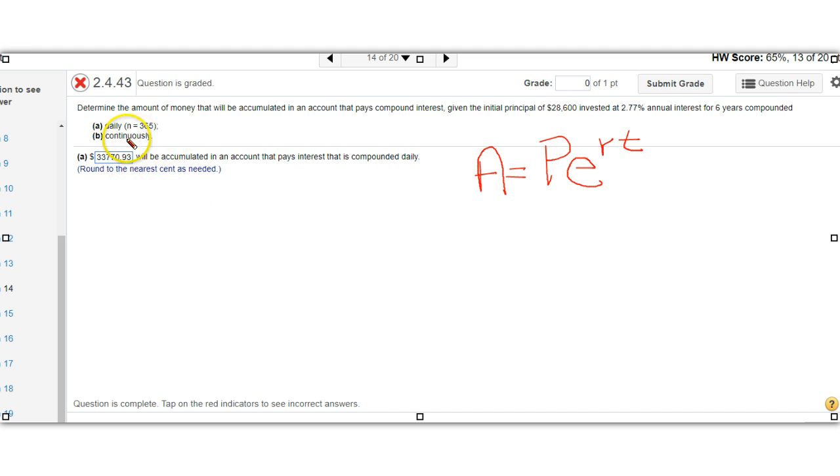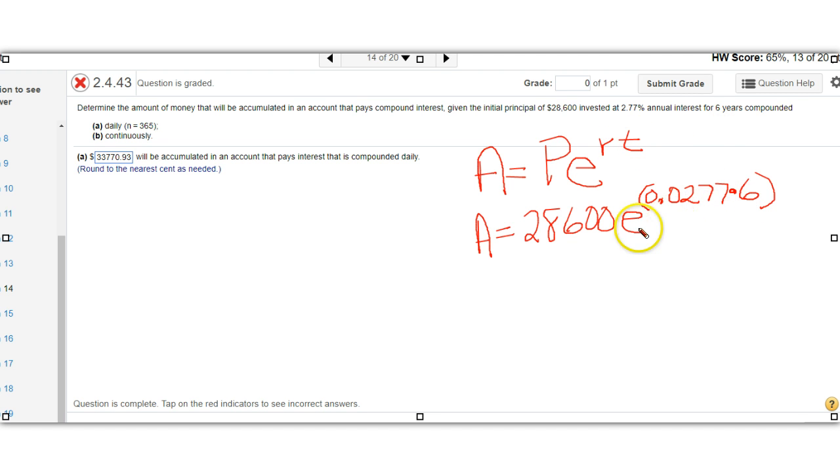Okay, so now I'm going to do the continuously. I'm going to use this formula for continuous interest. So A equals 28,600 E, and then my rate is going to be 0.0277 times the time. Now this is the years, which is 6 years.